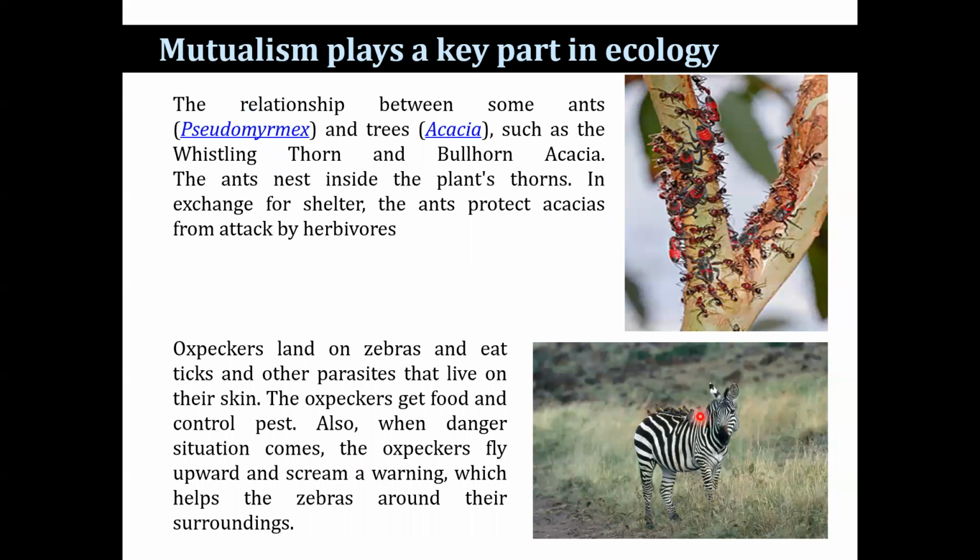And you see here, there are oxpeckers that land on the zebras and eat ticks and other parasites that live on their skin, and the oxpeckers get food and control the pests also. Also, when a danger situation comes, the oxpeckers fly upward and scream warnings, which helps the zebras around the surrounding.